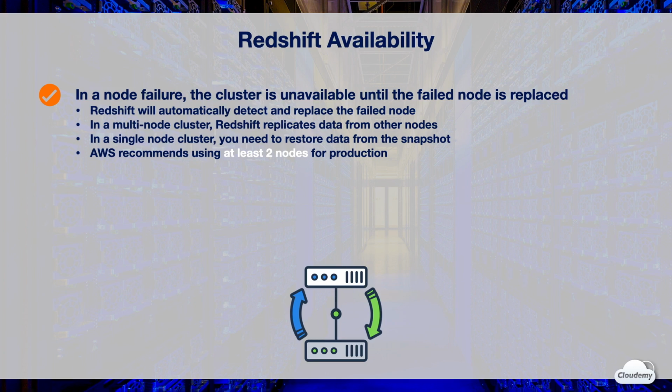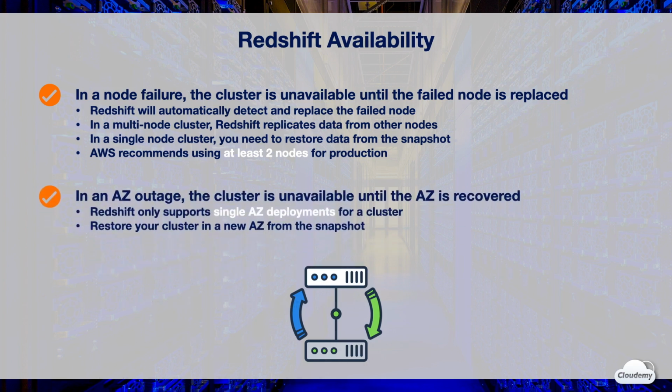Single-node clusters do not support data replication. In a single-node cluster, you will need to restore the node from the snapshot. Redshift will restore your most frequently accessed data first, so that you can resume queries as quickly as possible. AWS recommends using at least 2 nodes for production.